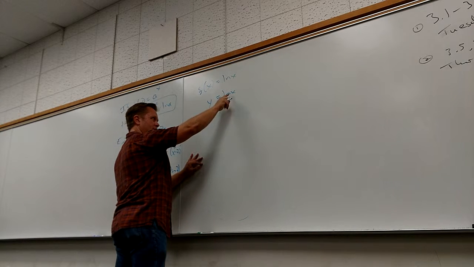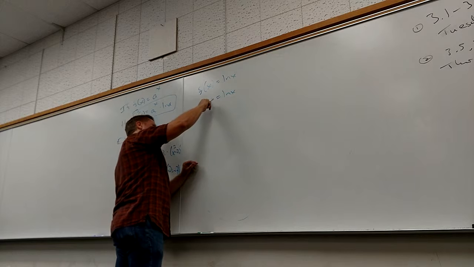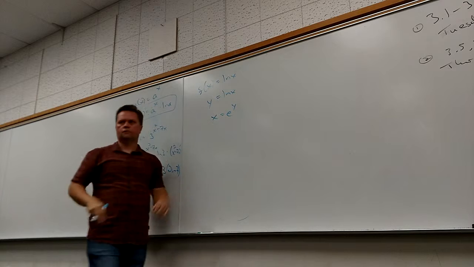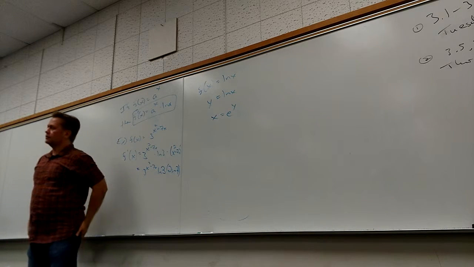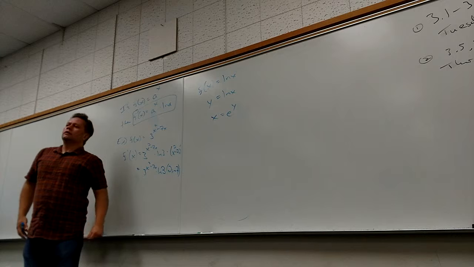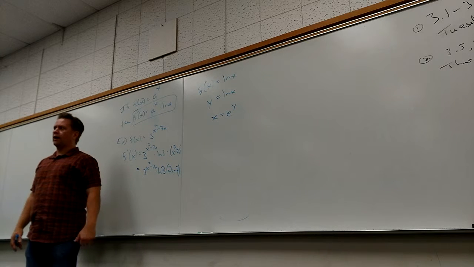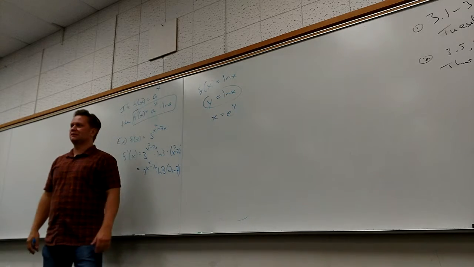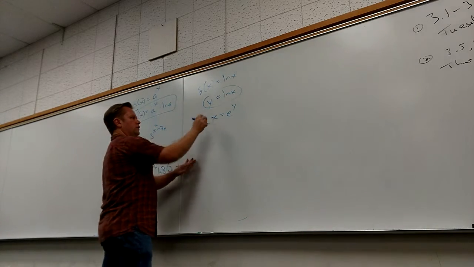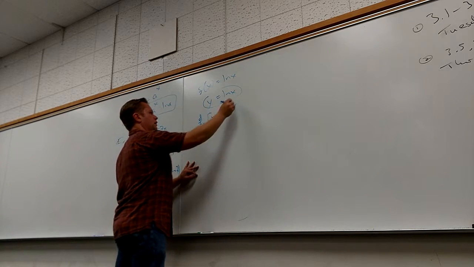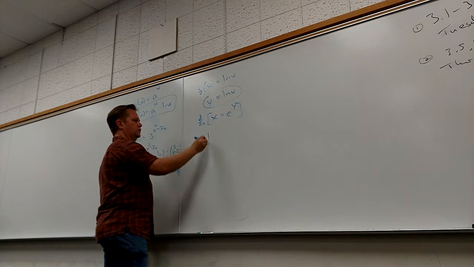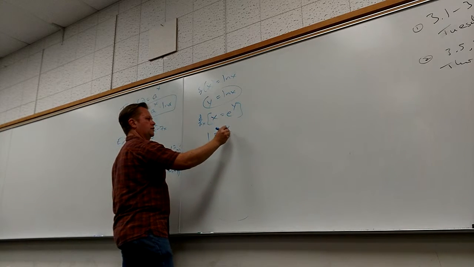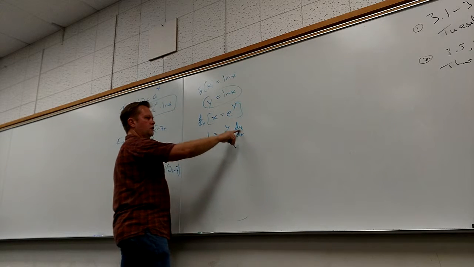What's the base? e to the y equals x. Can we take that guy's derivative? Yes. What do we have to use? Implicit differentiation, because y is a function of x in this case. How do I know that? Because they gave me that. So now I'm going to do d by dx to both sides. What happens over here? e to the y dy dx. Solve for dy dx.